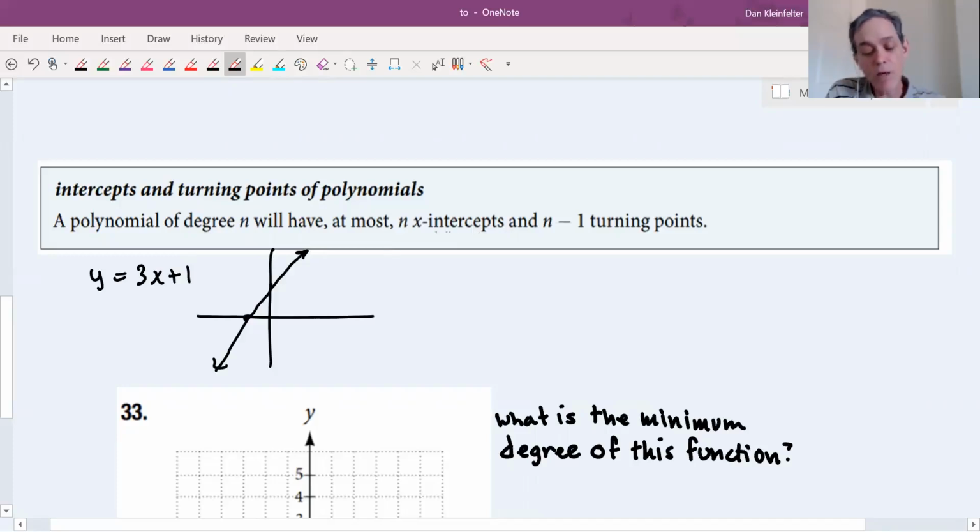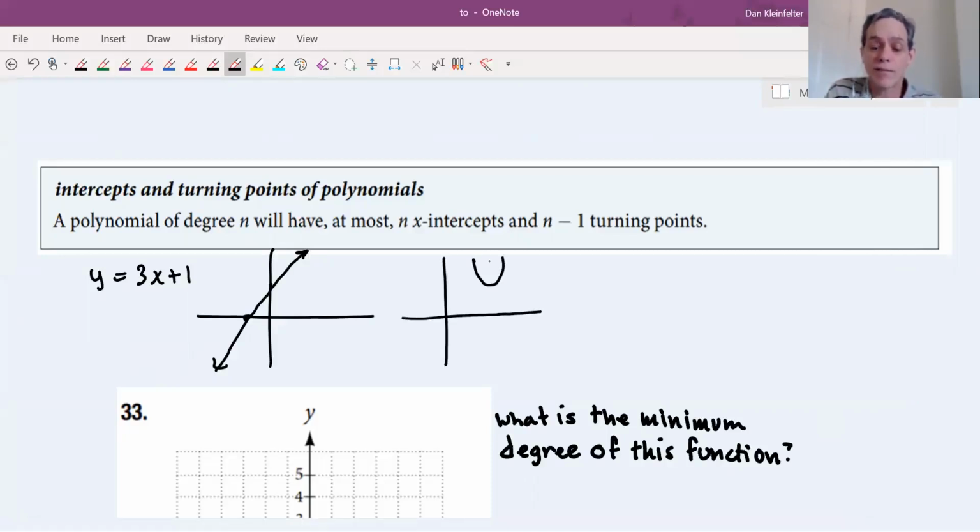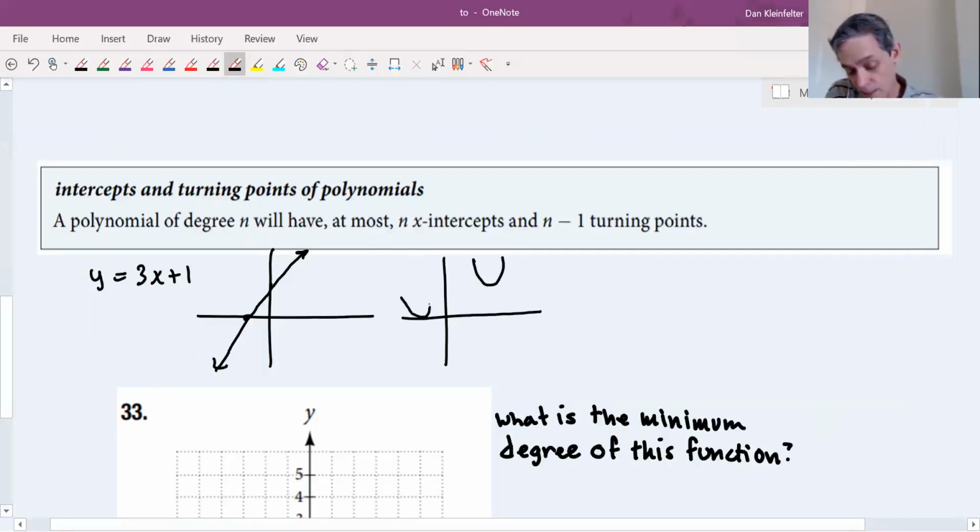Okay, it can have at most n x-intercepts. This thing has degree 1. It's going to have at most 1 x-intercept. For a quadratic function, that's degree 2, right? 2 minus 1 is 1. It will have 1 turning point. And it can have at most 2 x-intercepts. This one drawn here has 0 x-intercepts. This one has 1. And this one would have 2 x-intercepts.